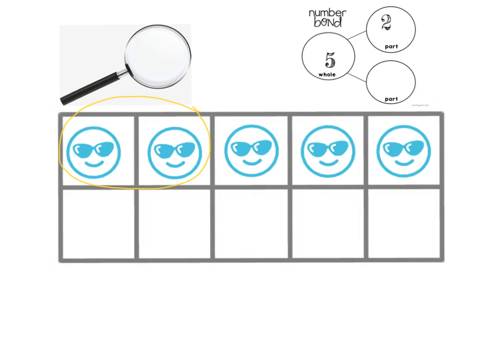Now that we have those 2 parts filled in, we can see what we have left. Let's look at the number of smiley faces that I did not circle and count them up. Ready? 1, 2, 3. It looks like 3 is the other number hiding in my 5. And look at that, we've created our first successful number bond. Great job being detectives, boys and girls.